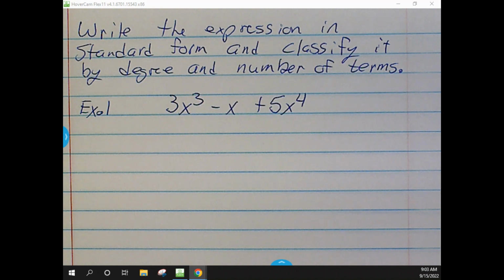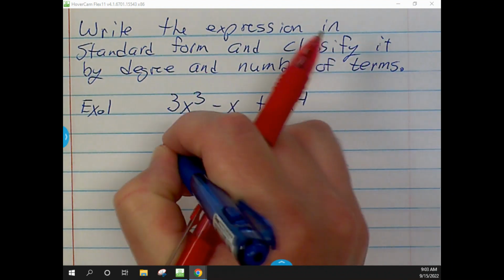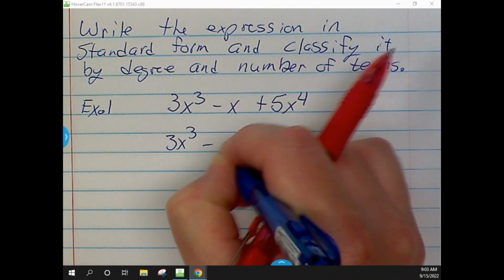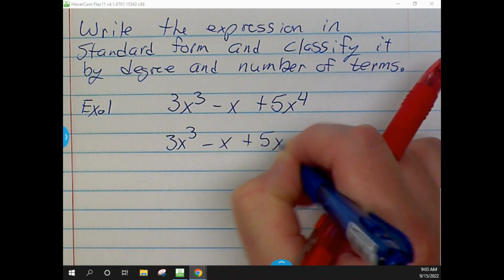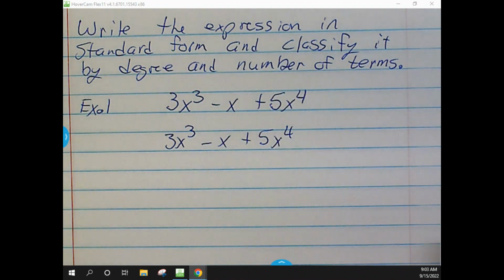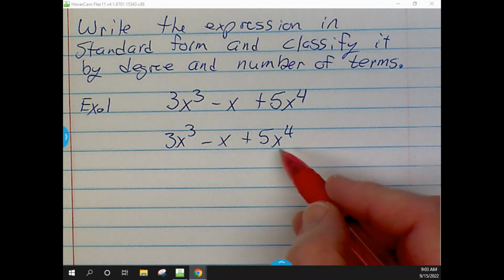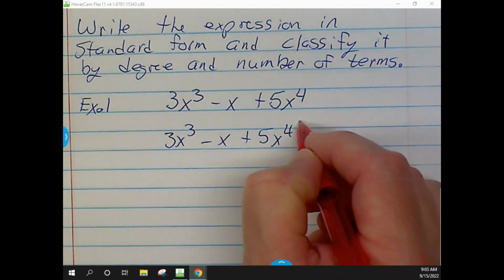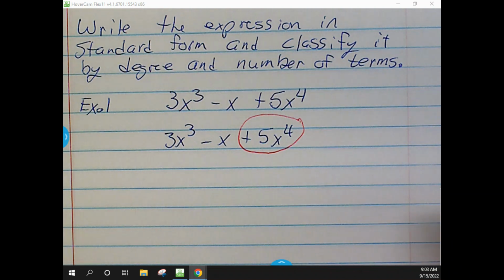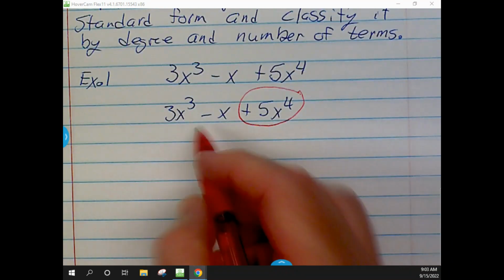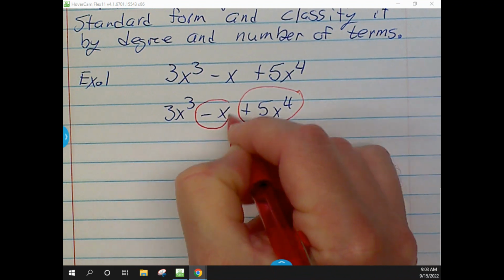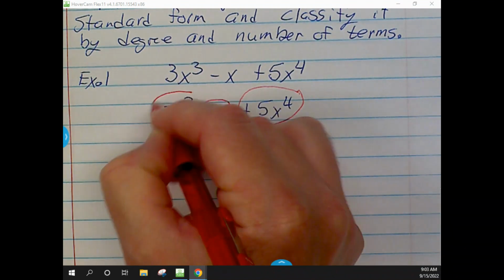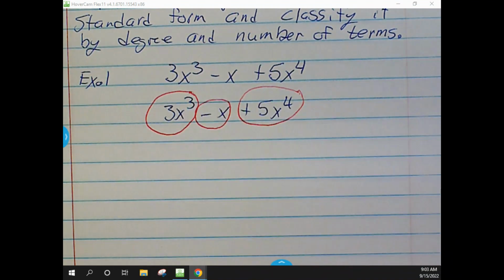Okay. And usually the only problem that people have with these is sometimes you'll get your signs mixed up, and you do have to remember that the signs go with the numbers. So the easiest thing that I always told people to do for this one is, if you're figuring out your terms and figuring out what you have, always start with the number on the right side and basically just circle it. That plus 5x to the fourth is one term. Your minus x is another term, which then means that 3x to the third is a separate term.